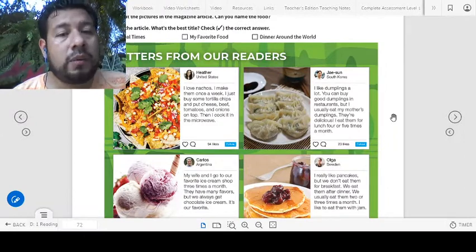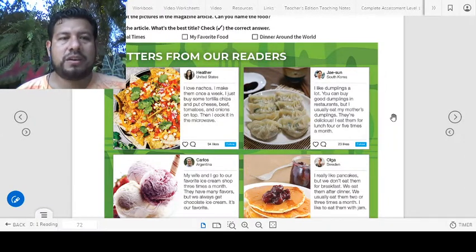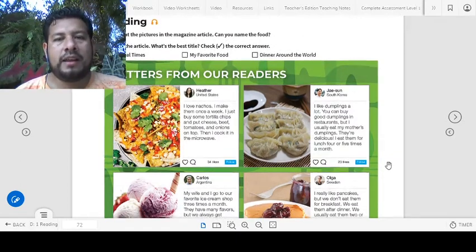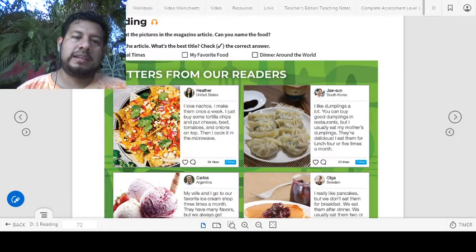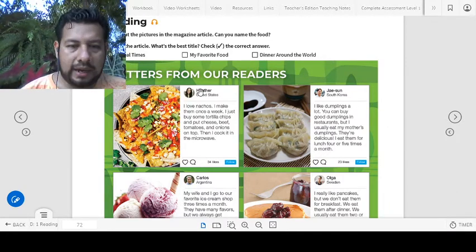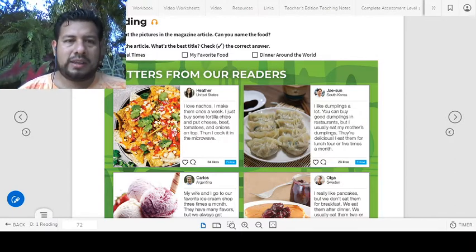Read the article and check the best title. Hay unos ejercicios de lectura que consisten en que ustedes vean cuál es el mejor título de acuerdo a lo que se está leyendo. En este caso tenemos Meal Times, My Favorite Food, and Dinner Around the World. Hay que leer un poquito el contexto y tratar de entender. Vamos a escucharlo.